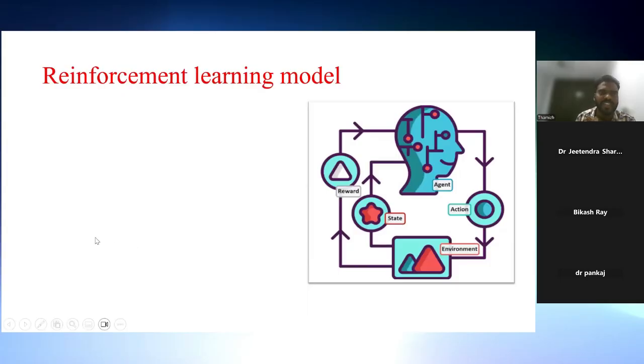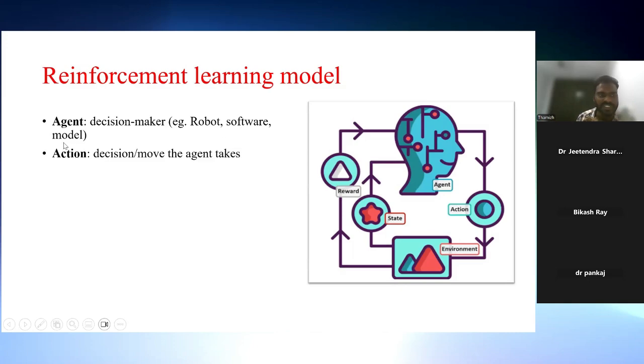Coming to the reinforcement learning model, before going to the study, I'll briefly explain the model and some terminologies. In the model, we have an agent and an environment, along with the action, state, and the reward. So what is an agent? The agent is the decision maker, which makes a decision or a move, and it can be software, a robot, or some model-based system. And what is an action? It is the decision that an agent takes, or the move that an agent makes.